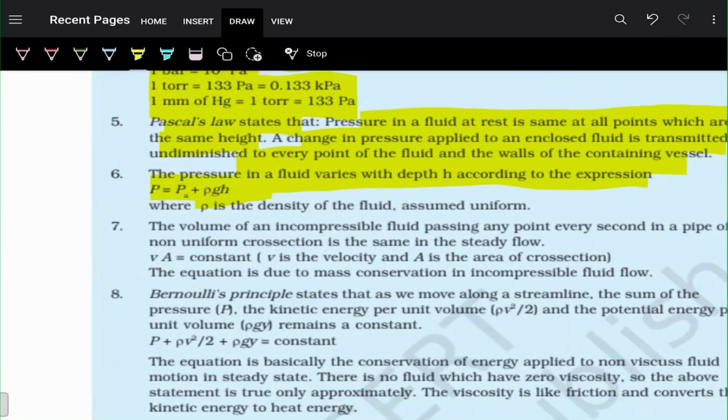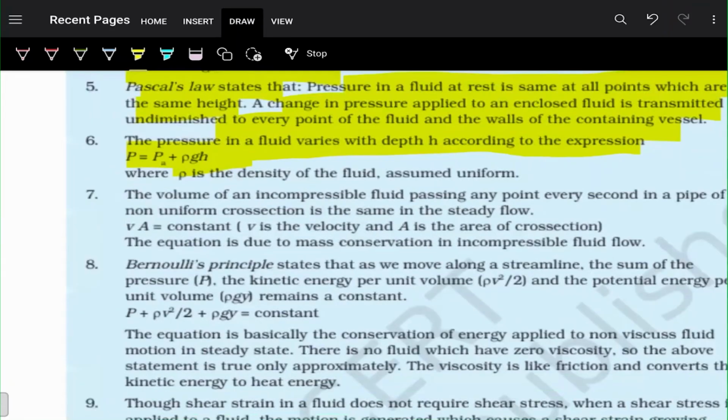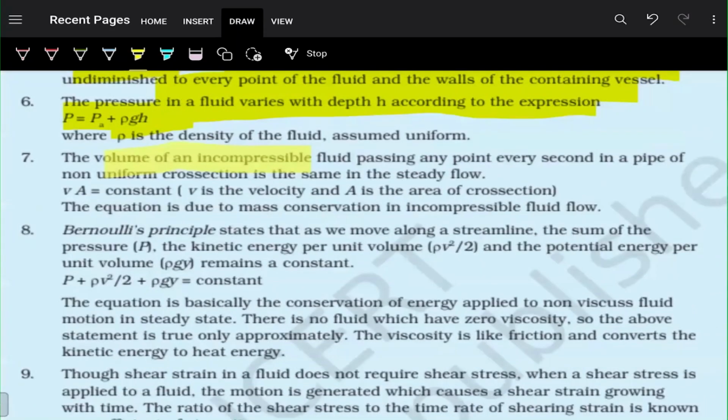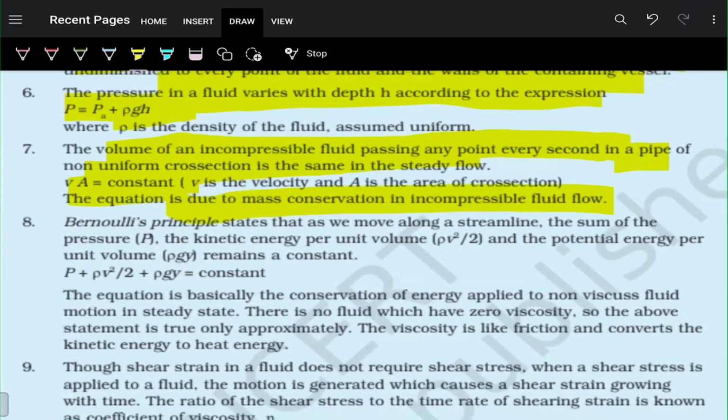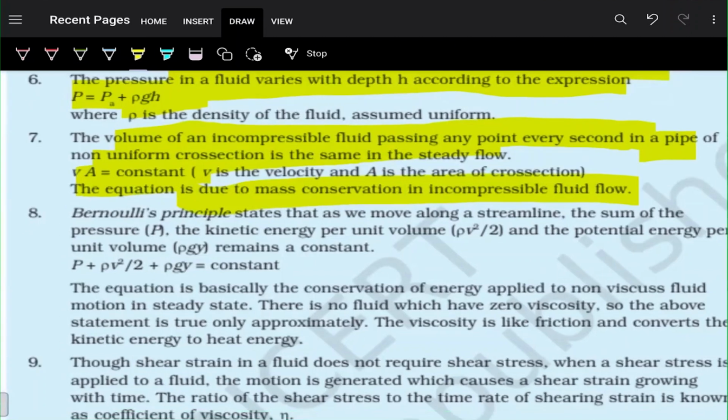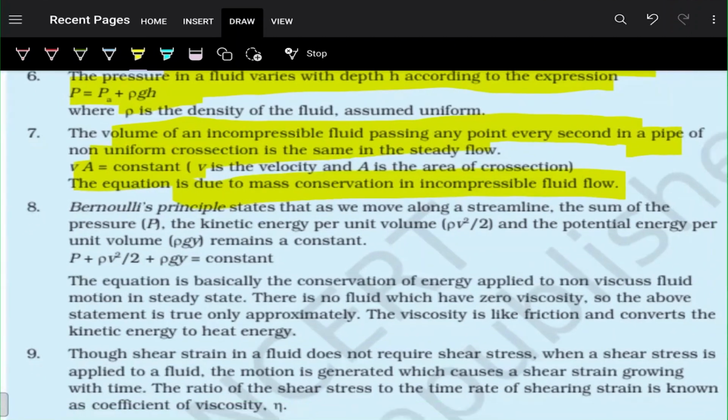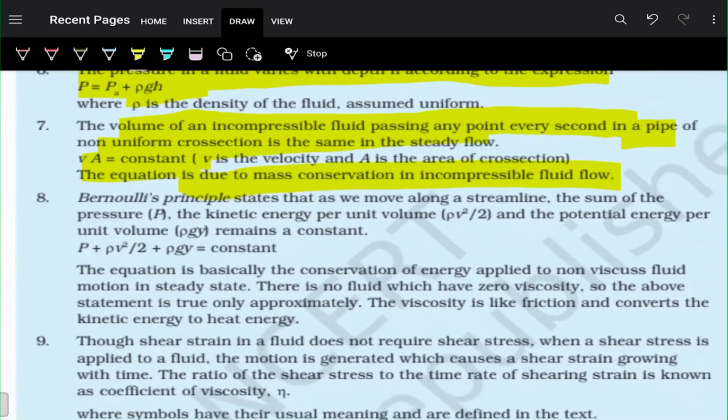The volume of an incompressible fluid passing any point every second in a pipe of non-uniform cross-section is constant, which means velocity times area will be a constant. This equation is due to mass conservation in incompressible fluid flow. Correct? You have studied the equation of continuity: velocity into area is a constant. Equation of continuity. Next, Bernoulli's principle. What does it say?